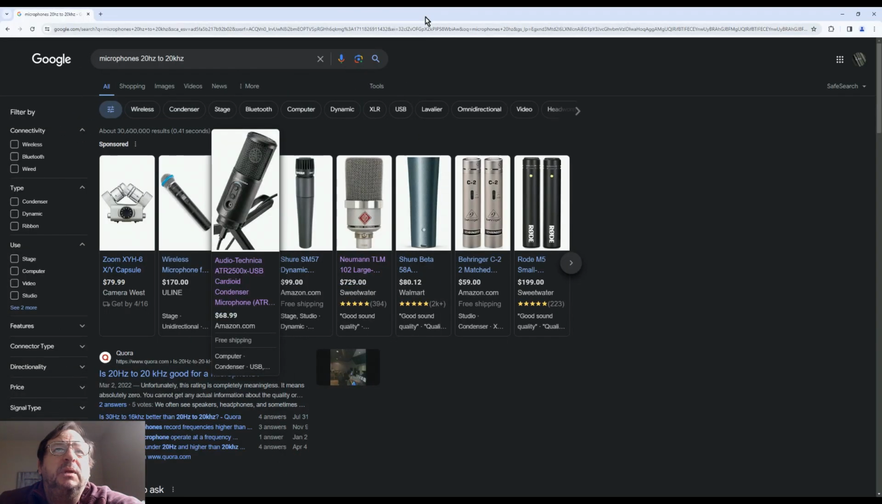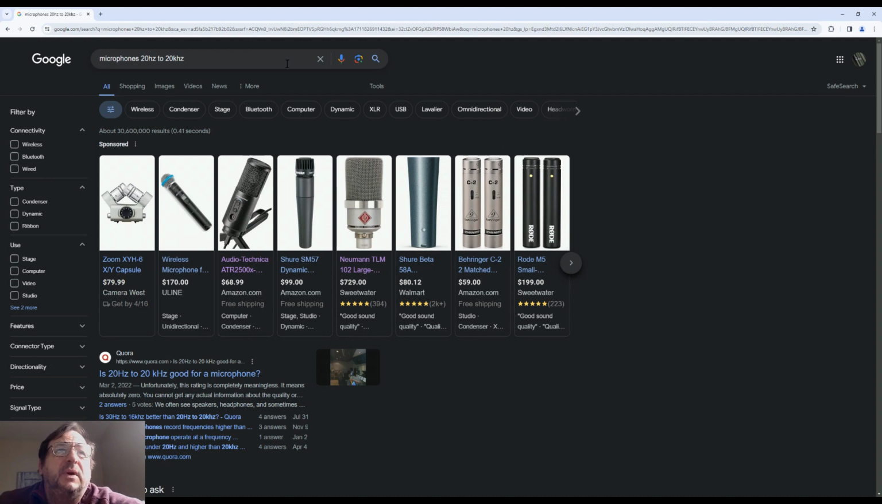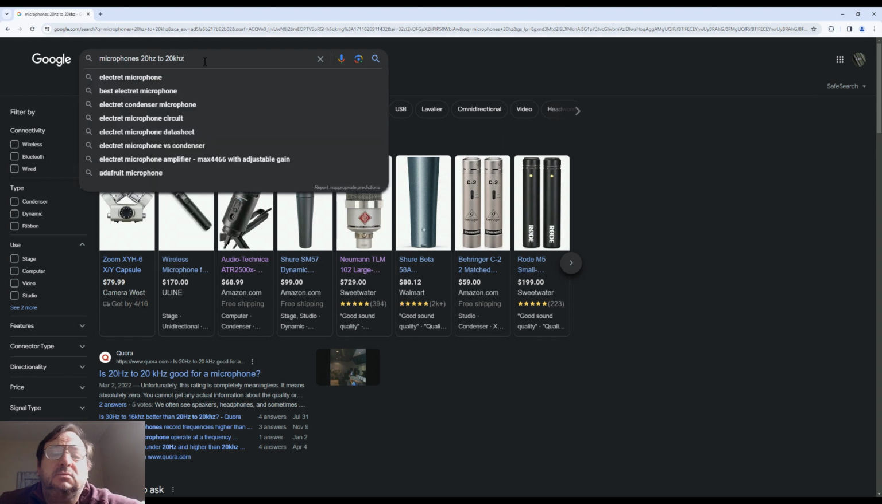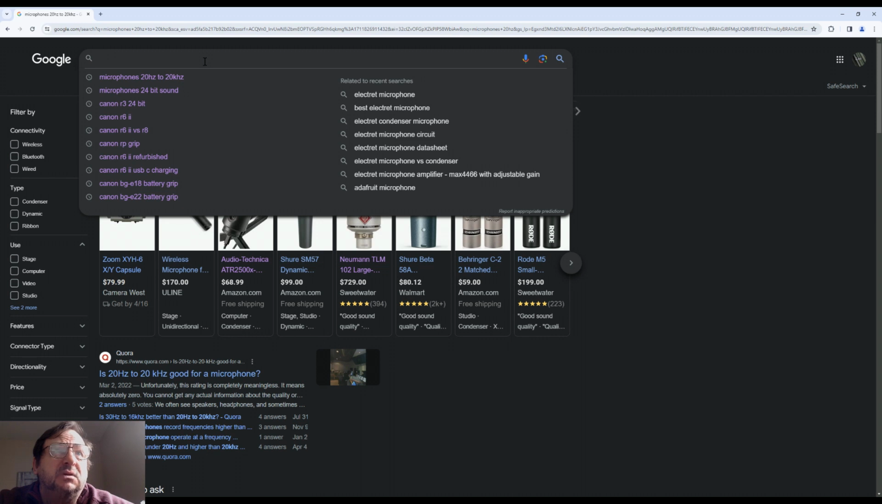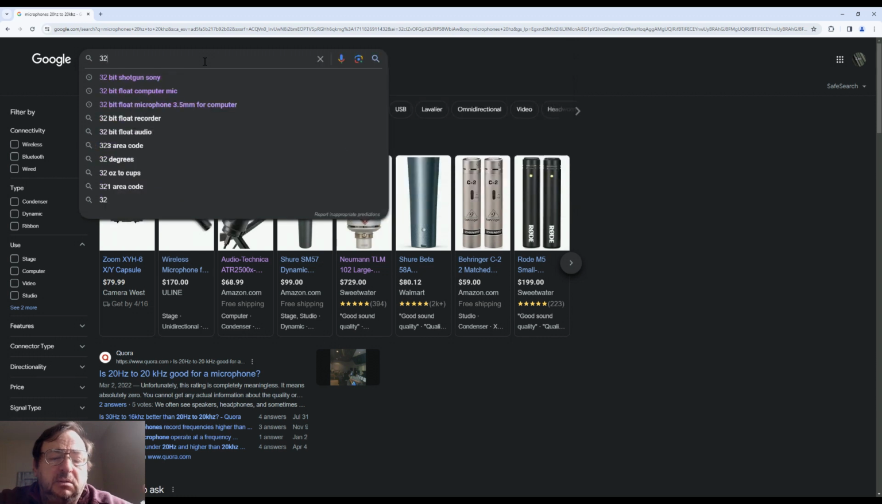Now, those 24-bit, suppose this one is 24-bit, 20 to 20, and another microphone 32 float, but it doesn't have this range, the sound will not be better. The sound is based on frequency that ranges from 20. 32 bit float. That's what I know, float.